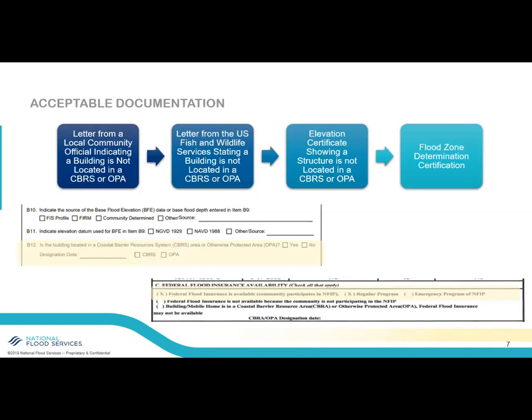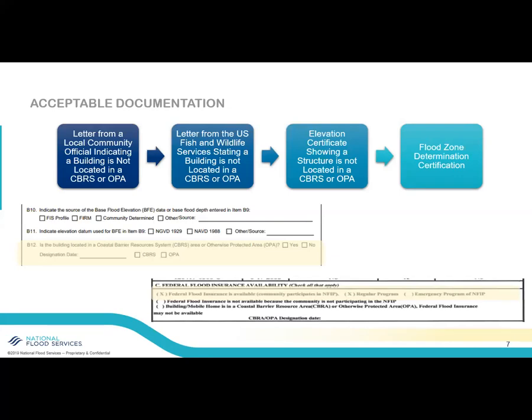Community officials are aware of those areas that are in the set aside in that wildlife area, so they will have a list. If you have an insured that is working on a policy, one of the forms of documentation is simply a letter from the community official indicating that that specific structure is not in the CBRS or that otherwise protected area. So Glenda might have a single-family structure.